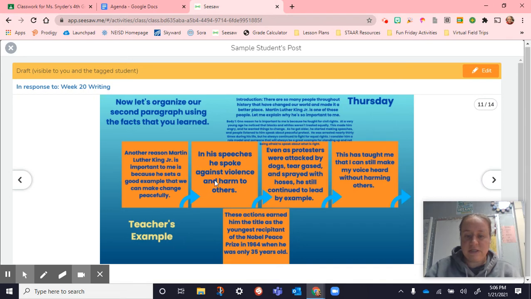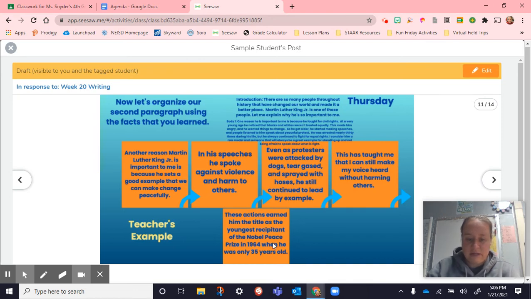In his speeches, he spoke against violence and harm to others. Even as protesters were attacked by dogs, tear gassed, and sprayed with hoses, he still continued to lead by example. This has taught me that I can still make my voice heard without harming others. These actions earned him the title as the youngest recipient of the Nobel Peace Prize in 1964 when he was only 35 years old. So that was my fact that I had learned.